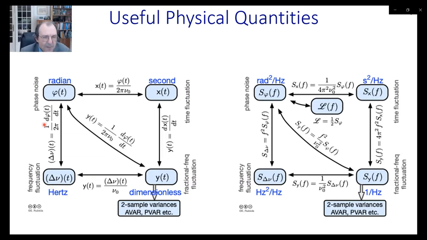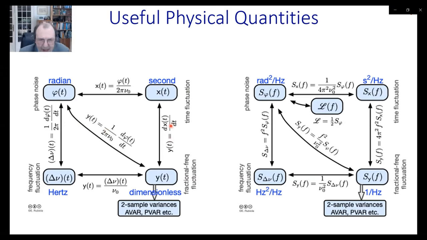Of course, the derivative of the phase versus time is the angular frequency, so divided by 2 pi, this is the frequency fluctuation. And then we use the fractional frequency fluctuation that is the frequency fluctuation divided by the carrier frequency, and this is denoted with the letter y. Of course, you can cross-check all of this relationship.